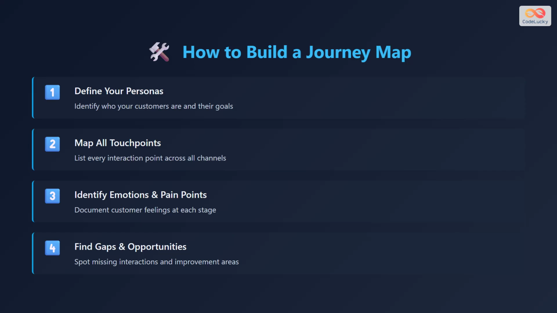Third, identify emotions and pain points by documenting how customers feel at each stage and where they experience frustration or obstacles. Fourth, find gaps and opportunities by spotting missing interactions that could add value and identifying areas where you can improve the experience. This systematic approach ensures your map is comprehensive and actionable.